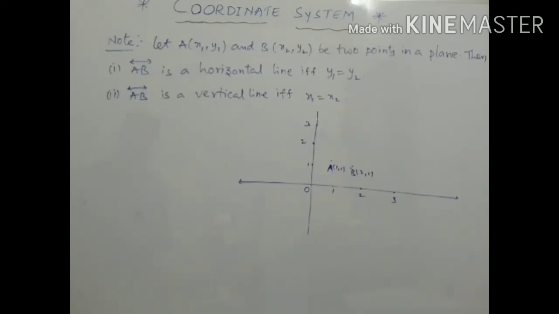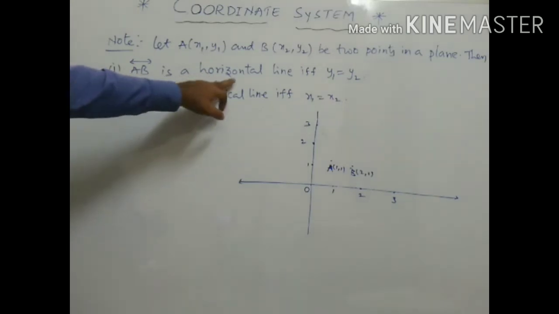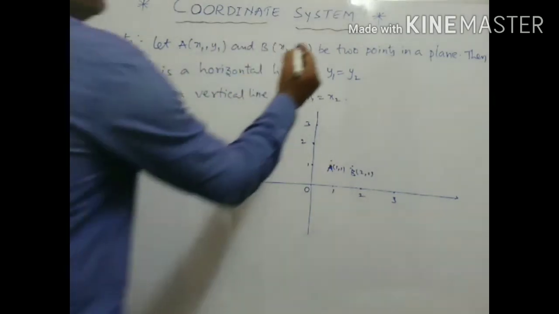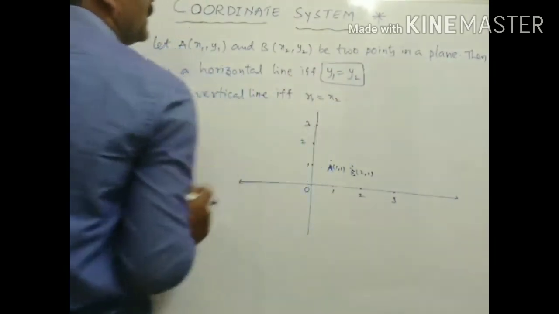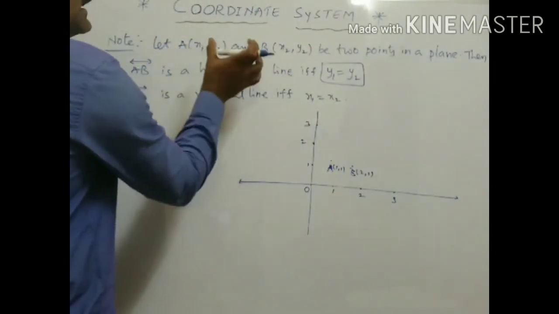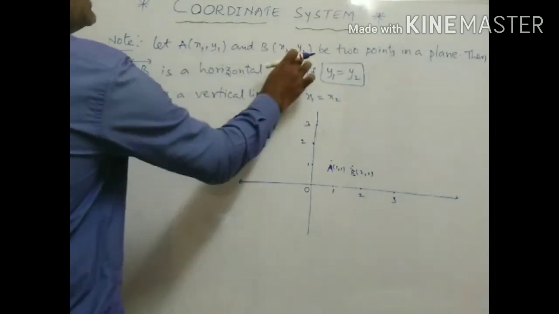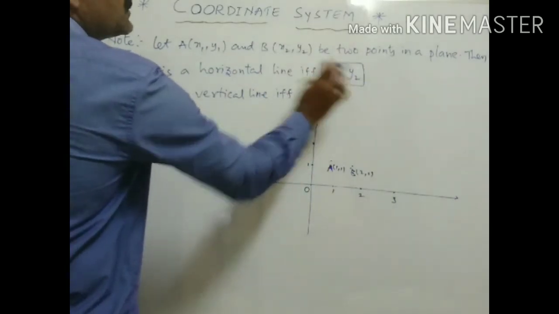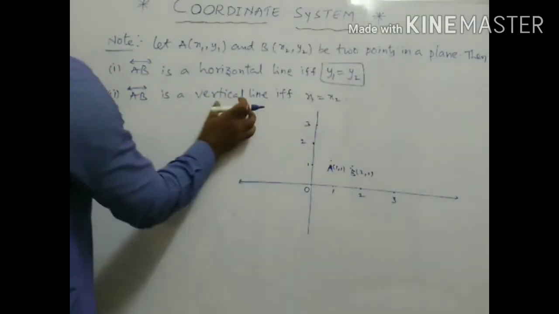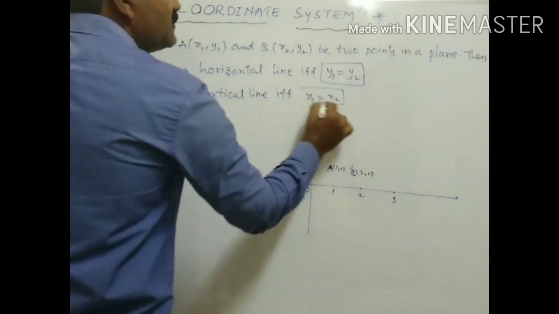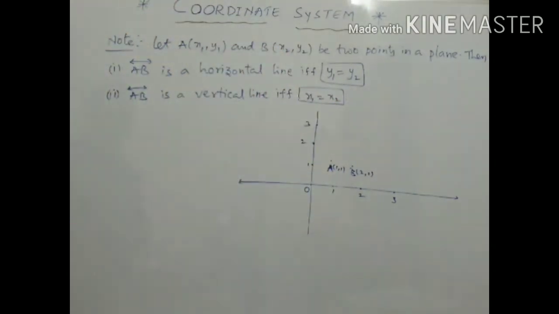Coming to the note: let capital A (x1, y1) and capital B (x2, y2) be any 2 points in a plane. Then AB is a horizontal line if and only if y1 equals y2. So the line joining these 2 points represents a horizontal line if and only if their y coordinates are equal. And AB is a vertical line if and only if their x coordinates are equal, that is, x1 equals x2.